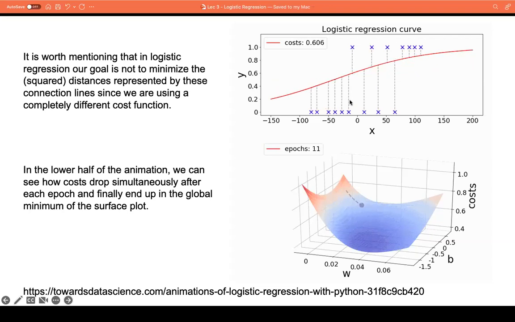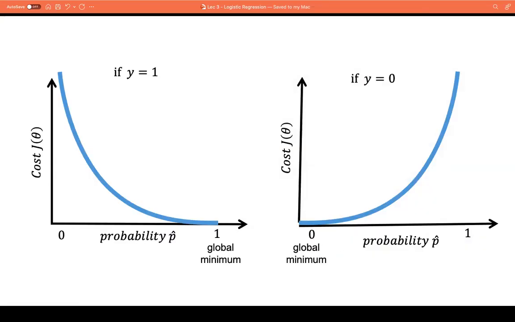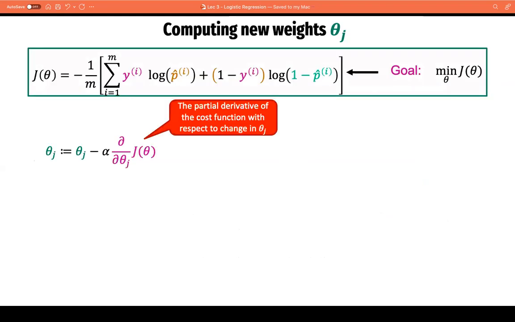our goal is not to minimize the squared distances, but rather to get the probabilities as close to the true probabilities. In the lower half animation, we can see how the cost is dropping simultaneously after each epoch or iteration, then finally ends up in a global minimum of the surface plot. Again, if y is equal to 1, then we want the probabilities to be close to 1.